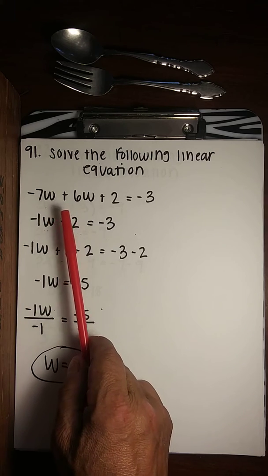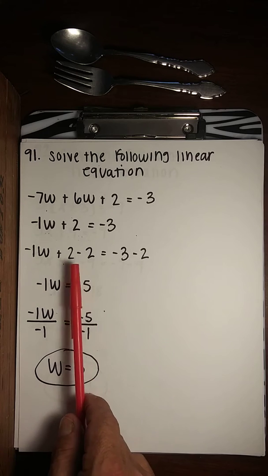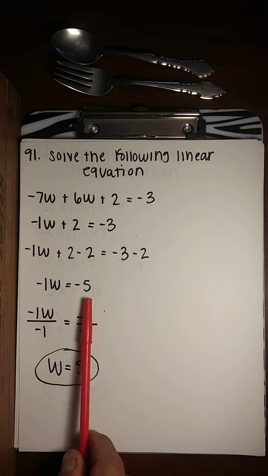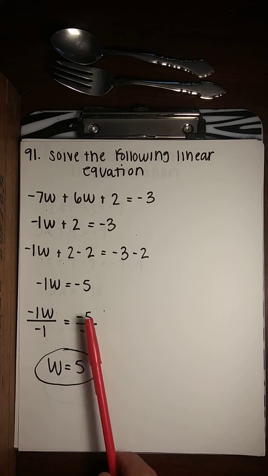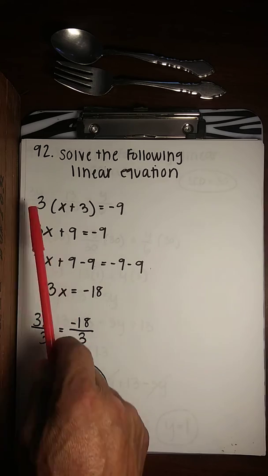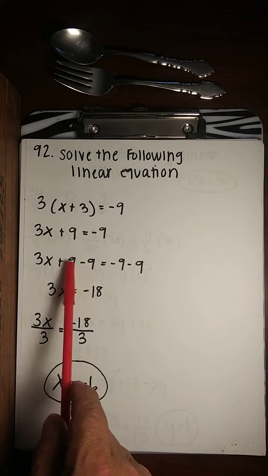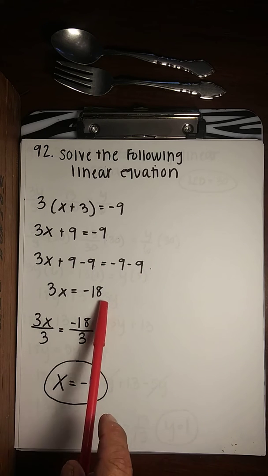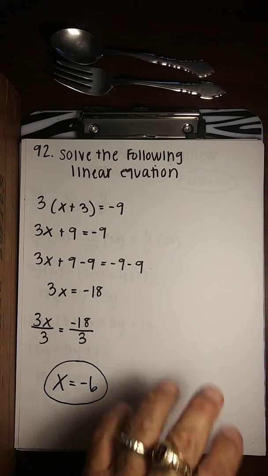Negative 7w, 6w, negative 1w plus 2. So now, minus 2, so negative 1w is negative 5, divide by negative 5, negative 1 divides this, and that's going to be a positive 5. 3 times that is 3x, 3 times that is 9. Bring it down. So now minus 9, minus 9, these are gone, but we still have a negative 18. 3x equals negative 18, divided by 3, divided by 3, negative 6.